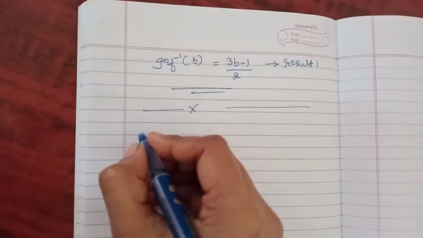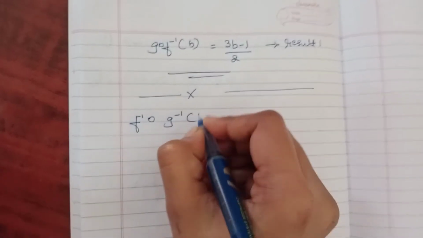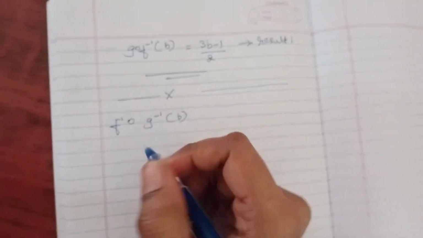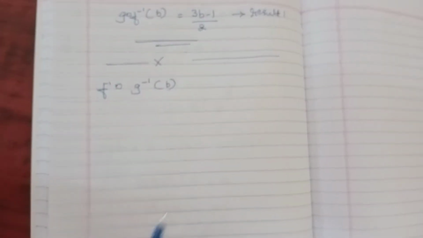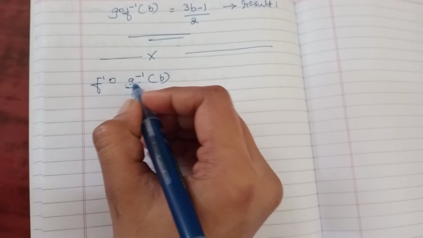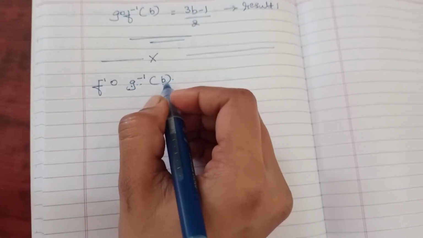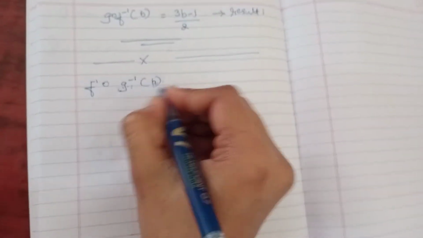Next, find f inverse of g inverse of b. They have not given anything about whether the variable should be a or b. Depending upon the function, you have to decide whether it is a or b. If the g function is with respect to b, treat it as b. If the g function is with respect to a, treat it as a. So what is g inverse of b?